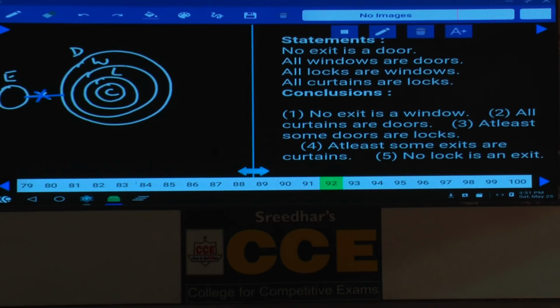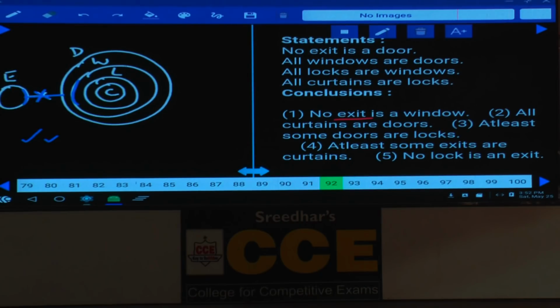Done? Then first one, no exit is a window. True or false? Exit is here, window is here. No exit is a window is true. As it is true once, no need to check out. No need to go for an alternate diagram, though it is a negative conclusion, because as the question is about does not follow, no need to go for an alternate diagram. Then second one, all curtains are doors. This is again true. As it is true, no need to go for another.